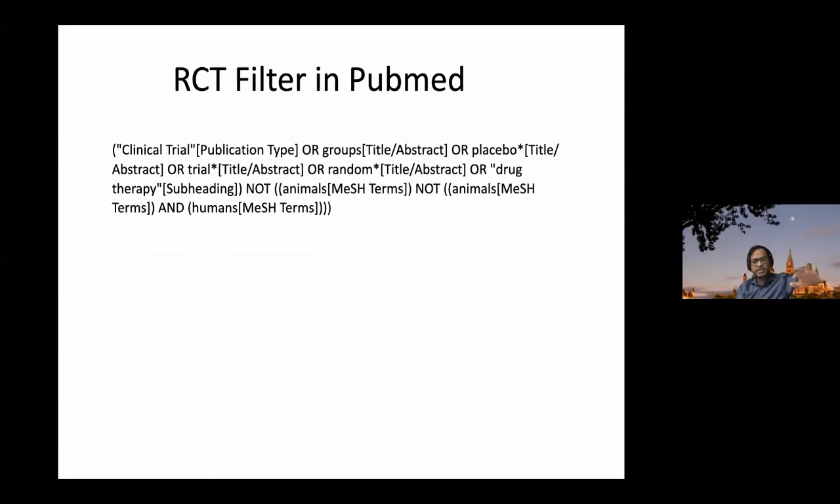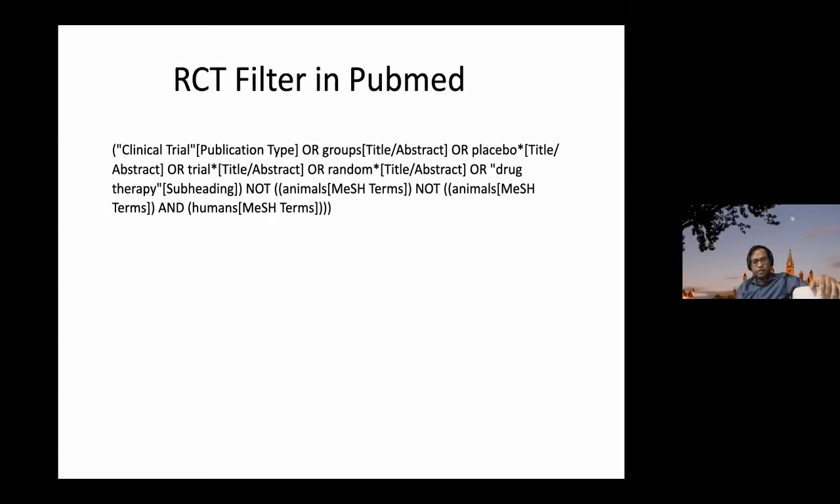So in the publication type, you can put in clinical trial. There is something called groups. So you can use title or abstract in the groups. You can use placebo or trial or random or drug therapy. All these are words that are often found in RCTs. So you include these in your search term. And again, you note the capital OR. So, any of these terms are acceptable.